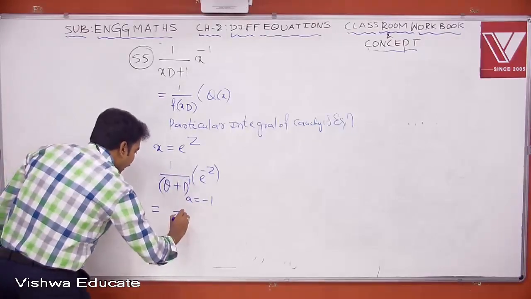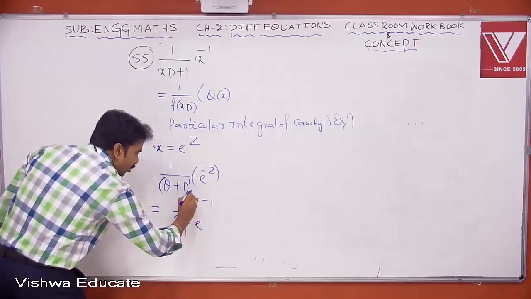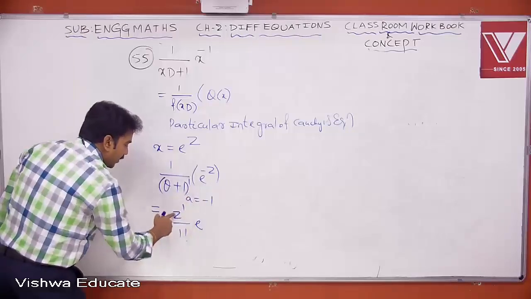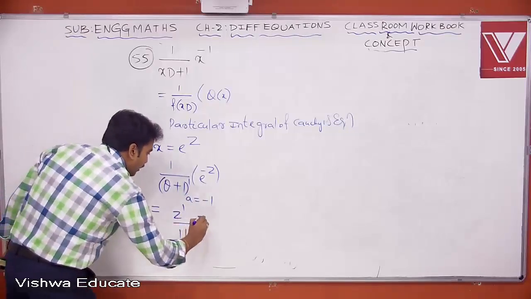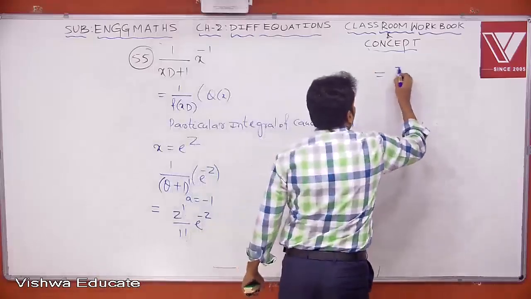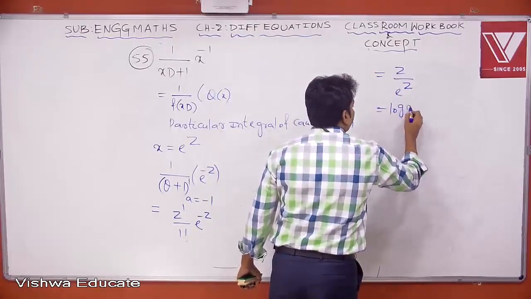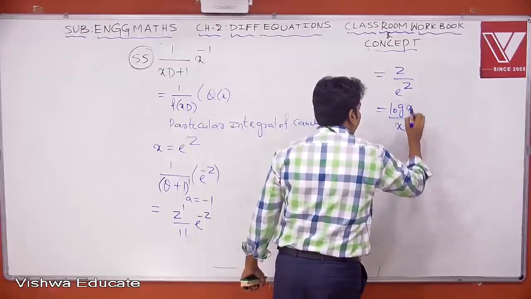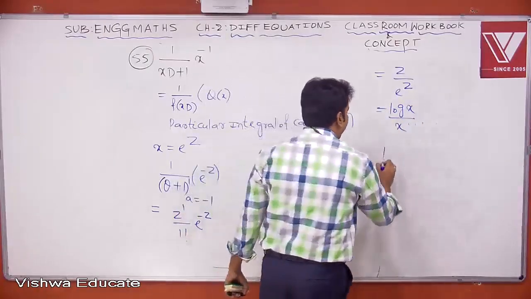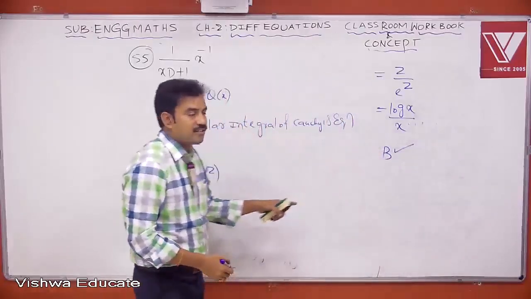Therefore this is replaced by z power 1 by 1 factorial into, we don't have any term left to replace theta by minus 1, e power minus z. Therefore this expression is z divided by e power z. But what is z? Log x. What is e power z? This is x. Therefore option B is the right option: log x divided by x.